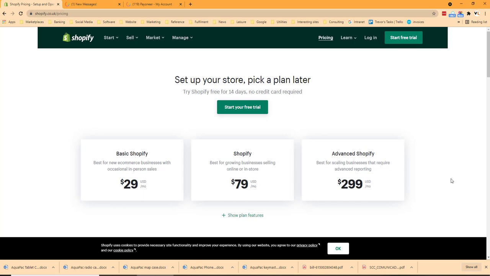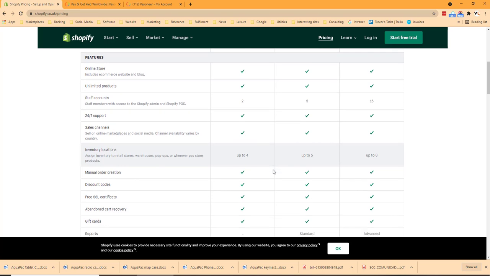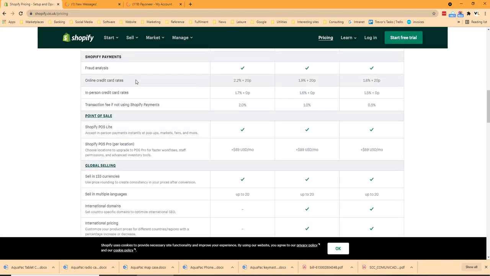There are 3 different levels of the ordinary Shopify tier: Basic Shopify, Shopify, or Advanced Shopify. All 3 offer the same basic functionality, but there are important differences between them. One of the most important differences is the amount of money you will pay for your fees on credit cards. It ranges from 2.2% plus 20 pence for the basic Shopify down to 1.6% and 20 pence for the advanced Shopify.